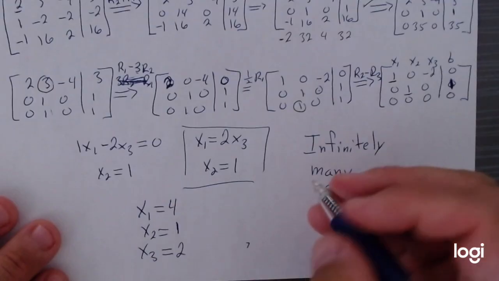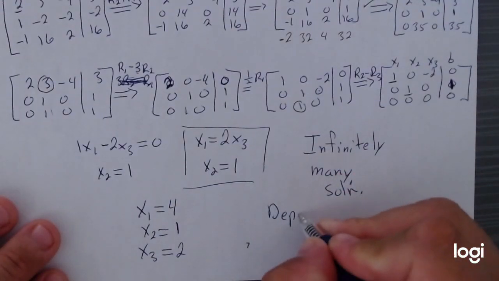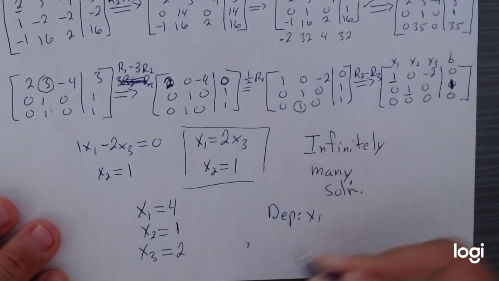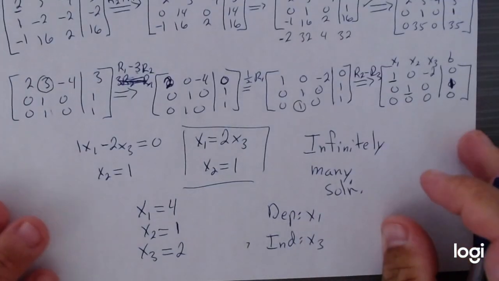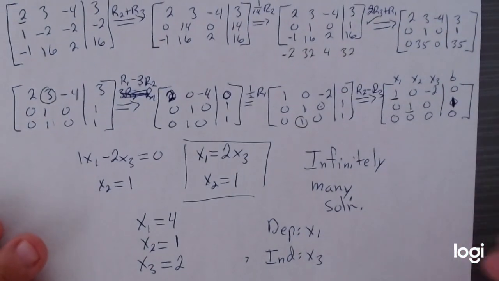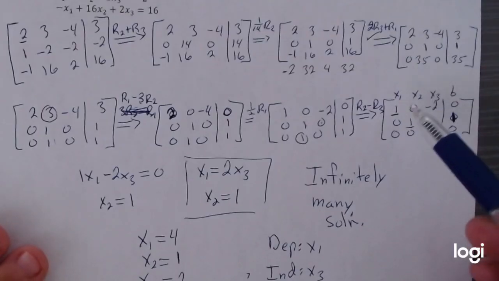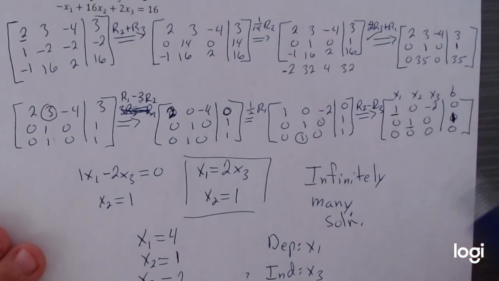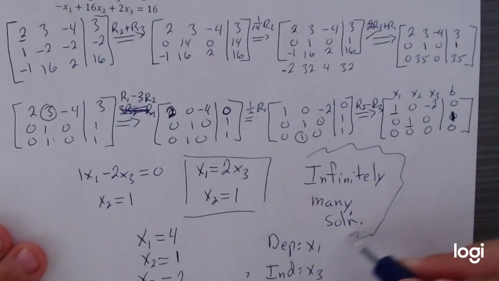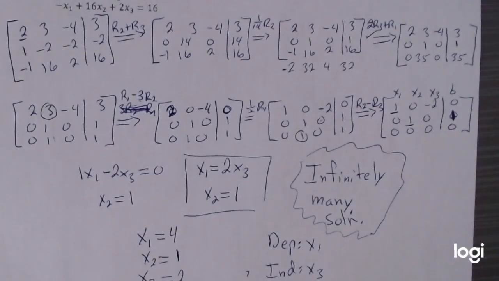Right? And again, so we can write everything down. So our dependent variables would be x1, our independent variables would be x3. So now we can write anything down. But the whole process is, as long as we don't get an actual answer or we get a situation like this, we'll always have infinitely many solutions on top of that. All right, so let's try one more.